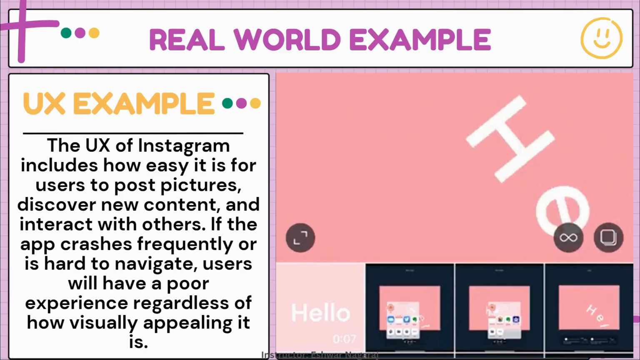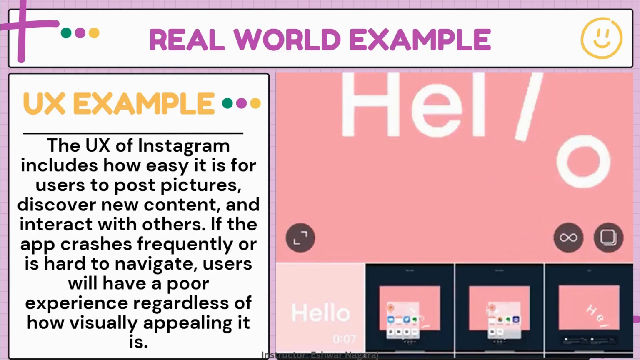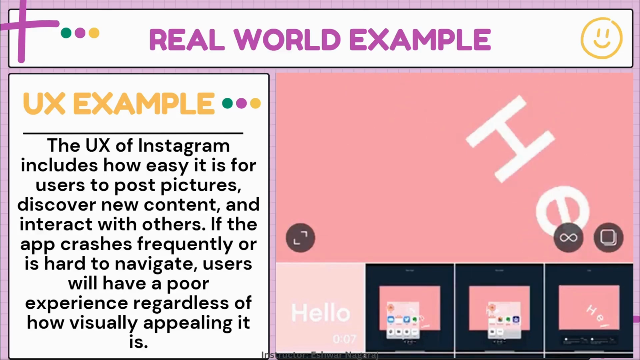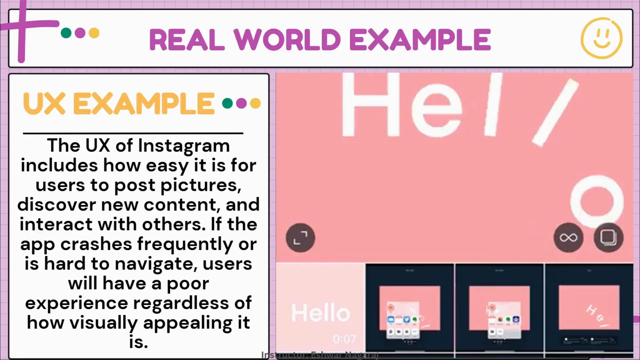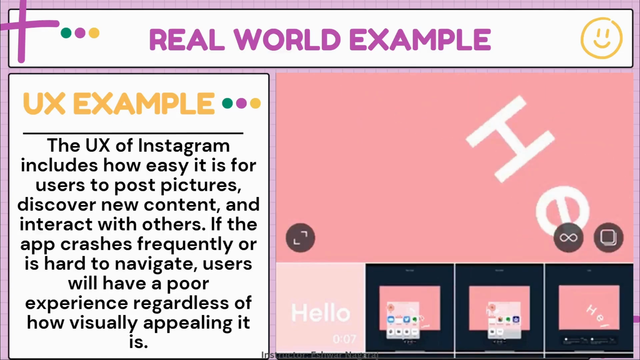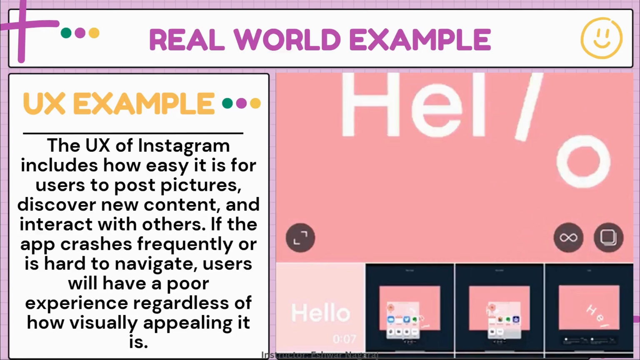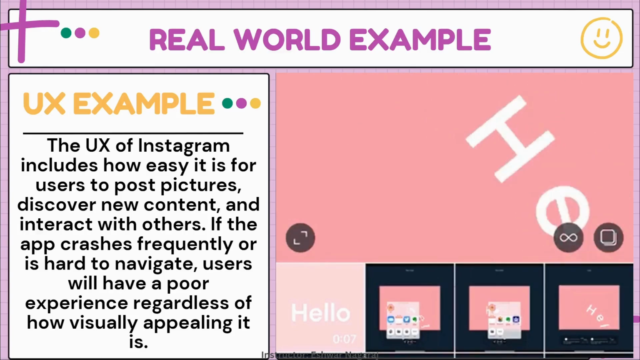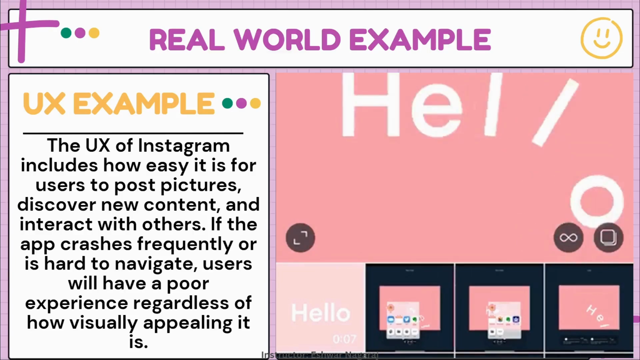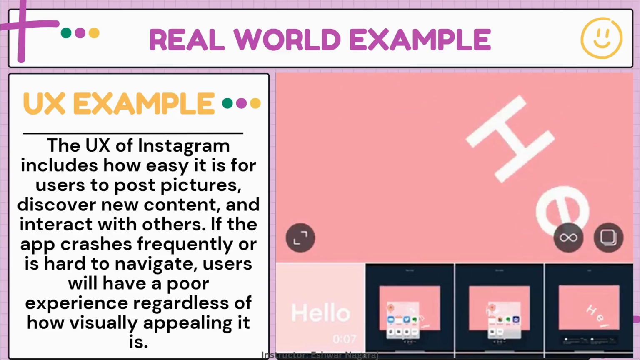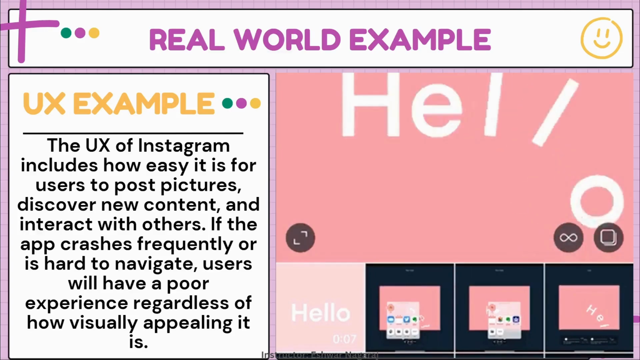So in short, we can say that the visuals, the look and feel, will be given by the UI, whereas the experience, like posting pictures, messaging others, and the login onboarding process, these kinds of experiences will be handled by UX. So these are the major differences between UI and UX.